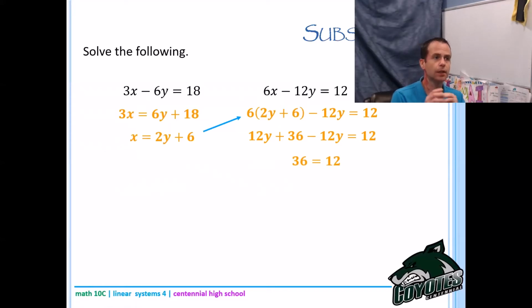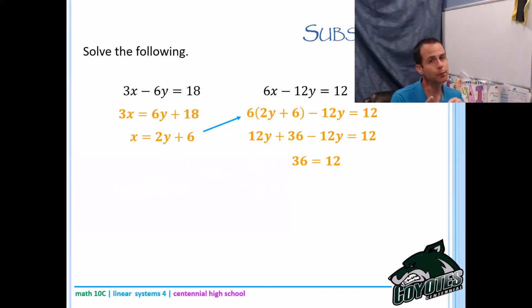Now, this is an important communication point, okay? If all your variables suddenly disappear in the middle of this, then that kind of branches you into one of two different camps. That's what's going to tell you algebraically that either your system has no solutions or your system has infinite solutions. You'll recall when we were talking about graphing, as long as the slopes were different, we'd have one solution, right?